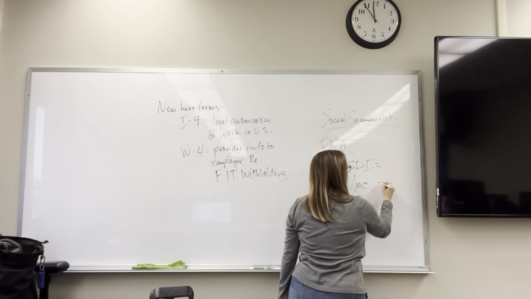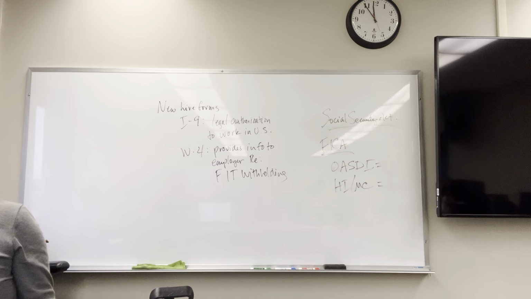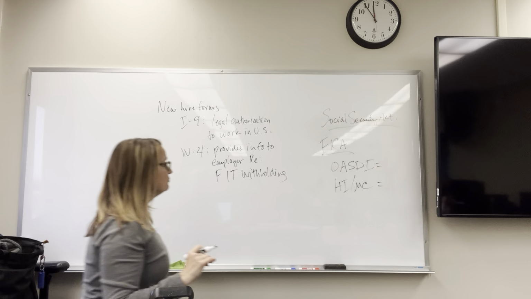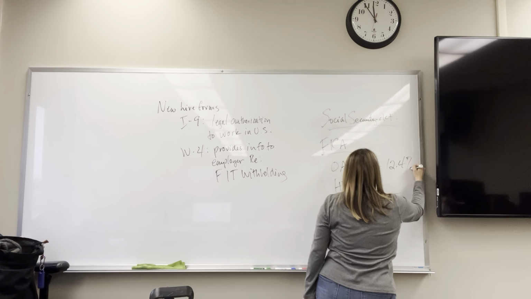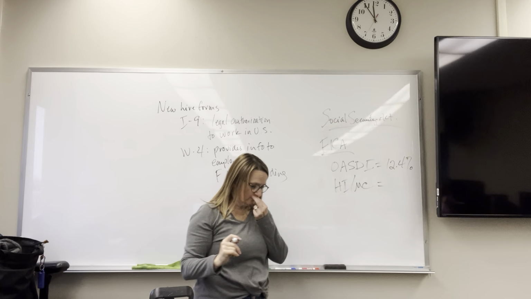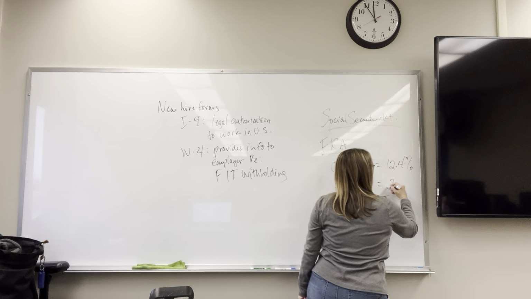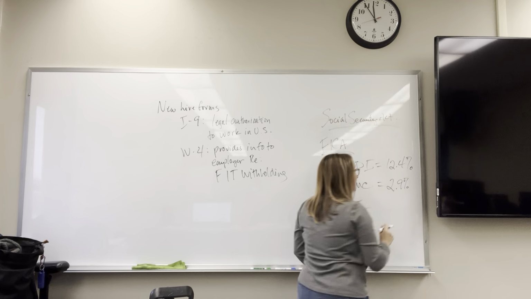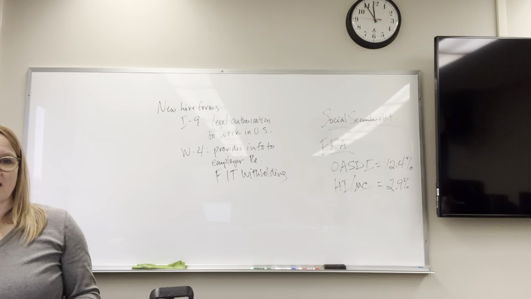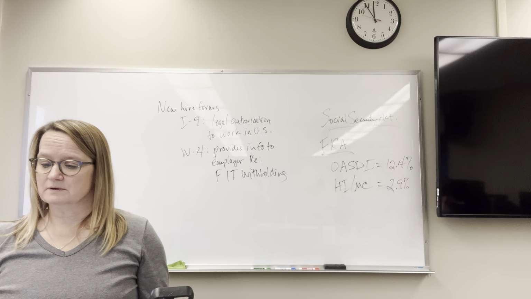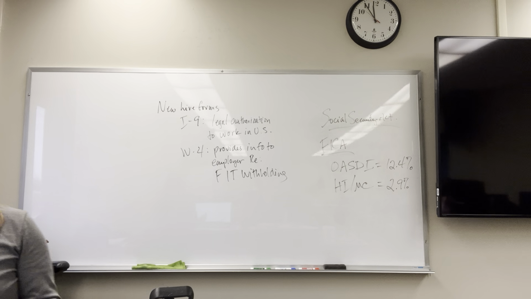You remember the tax rate for these two? The full tax rate. 12.4 for which one? OASDI. Mm-hmm. What's the tax rate for Medicare? Full tax rate. 2.9%. But these are split, half and half. The employee pays half, the employer pays half. Okay.